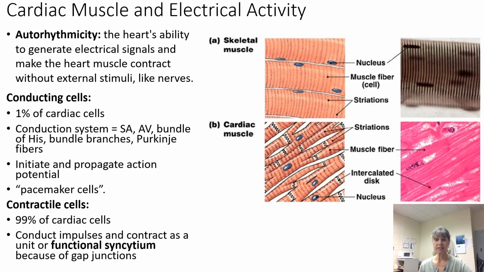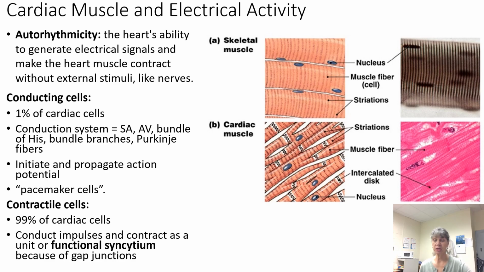Cardiac muscle is unique in the fact that it displays a property known as autorhythmicity. Autorhythmicity is basically the ability of the heart to generate electrical signals that make the heart contract without the help of nerves. Within the heart, there are two types of cells.